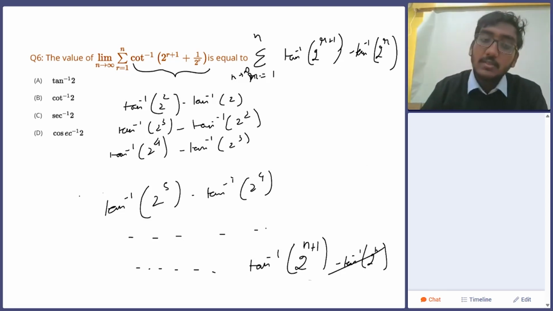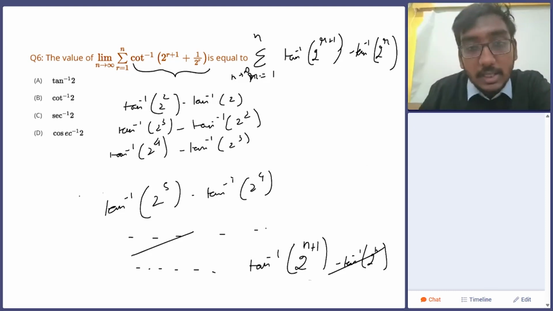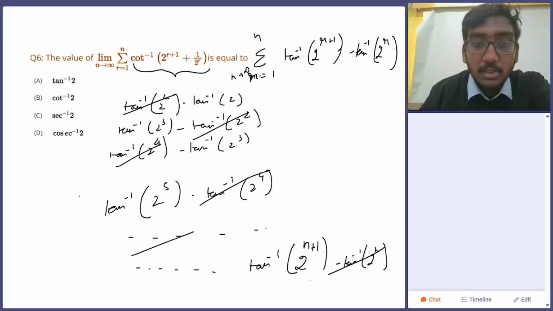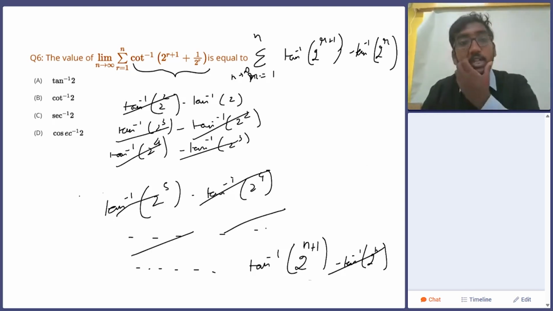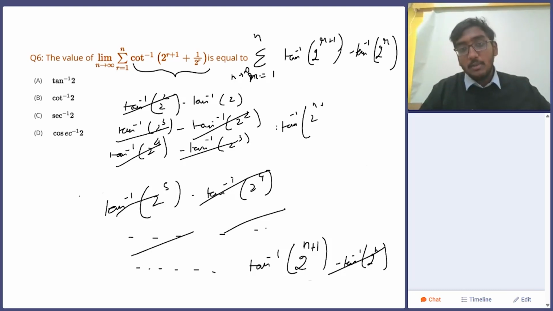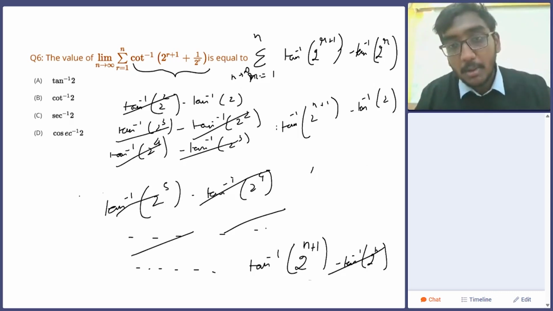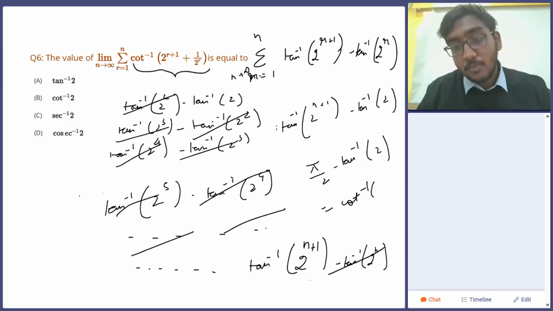The minus tan inverse 2 power n will get cancelled with the positive tan inverse 2 power n in the previous term. Like that, all of these are cancellations. Tan inverse 2 square gets cancelled with minus tan inverse 2 square, tan inverse 2 power 4 with the negative tan inverse 2 power 4, and tan inverse 2 cube with minus tan inverse 2 cube. Everything will get cancelled. The only thing left is tan inverse 2 power n plus 1 minus tan inverse 2. When n approaches infinity, 2 power n plus 1 also approaches infinity, so tan inverse of that value will be pi by 2. Pi by 2 minus tan inverse 2 is the same as cot inverse 2. So that is the answer.